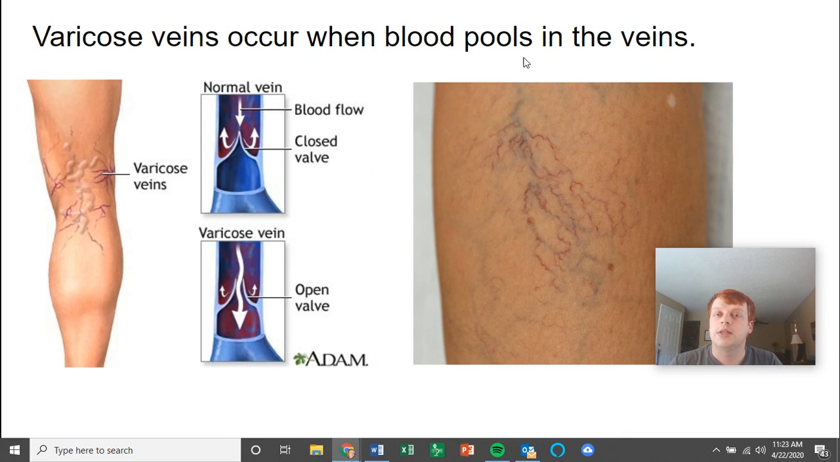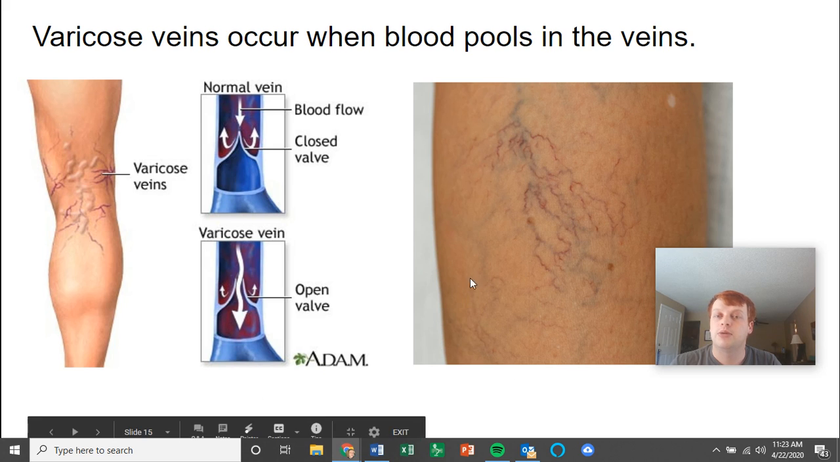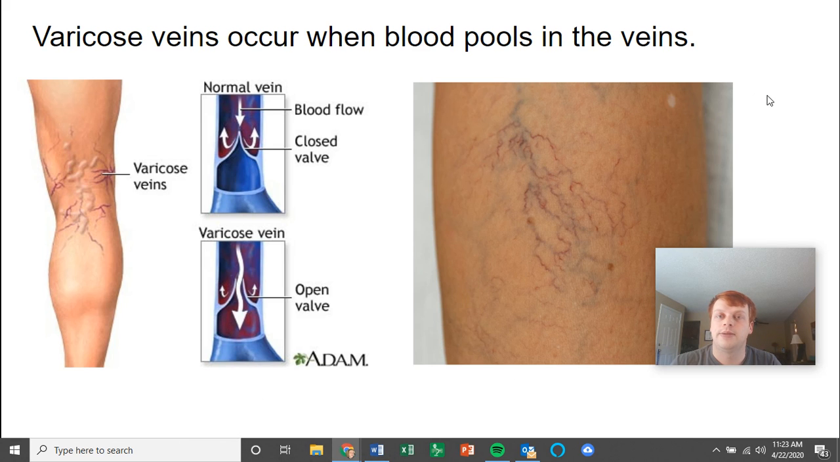You've also probably seen people with varicose veins. They happen more in older people than younger. This is when blood pools in the veins, so it can happen as a result of not moving. Sometimes people get them from flying on airplanes because of pressure differences. But you can see in a normal vein, the valves will close to send the blood back through the body. In a varicose vein, it stays open and the blood will pool in that particular area.